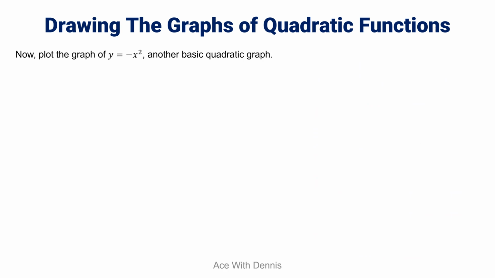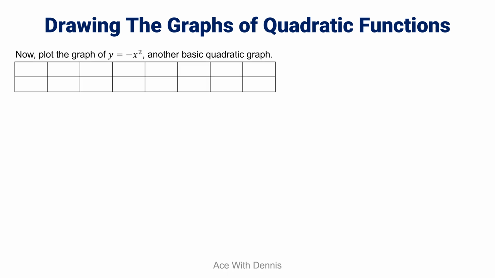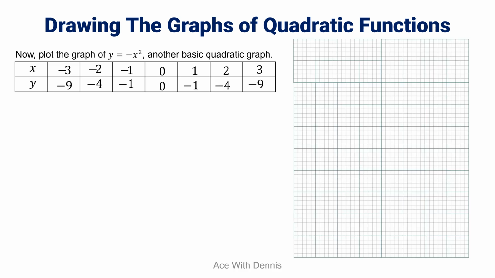Now, let's plot another graph, which is y equals negative x squared, which is also a basic quadratic graph. So again, we prepare the table of x and y with the same values of x. When x is negative 3, y is negative 9. When x is negative 2, y is negative 4. So continue to calculate the values of x and y, and this is the complete table that we get. Once we get this table, we can start to plot the graph again.